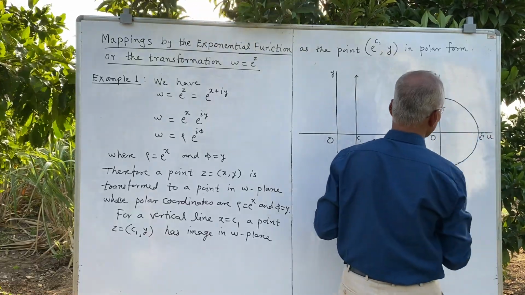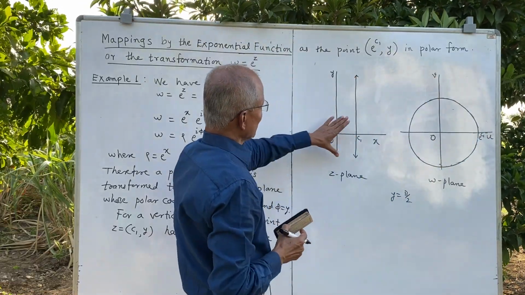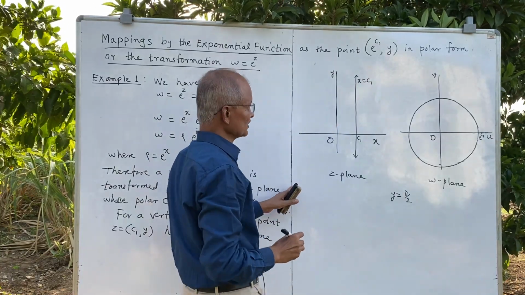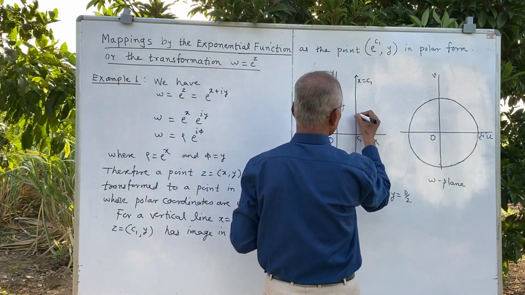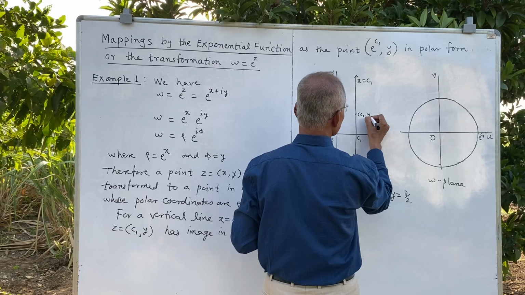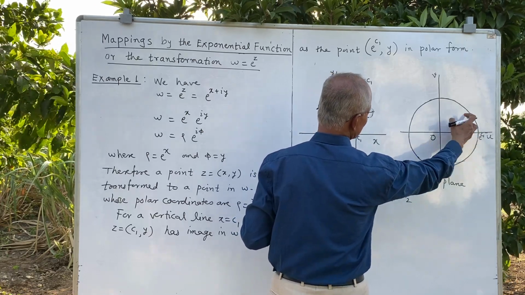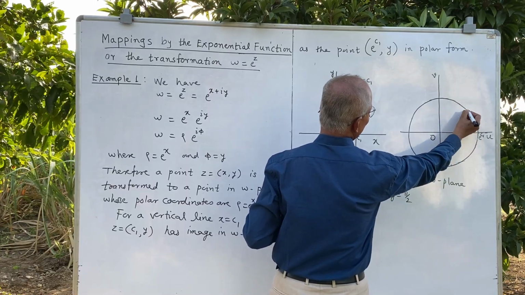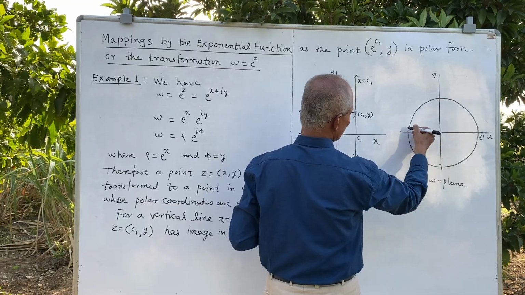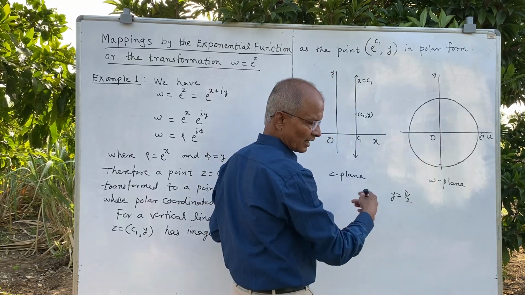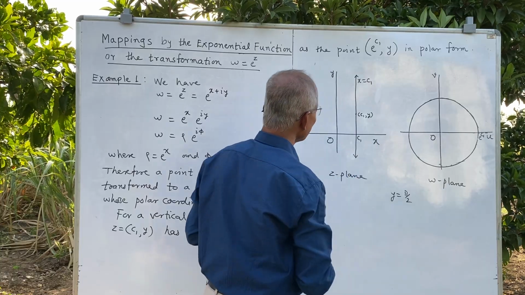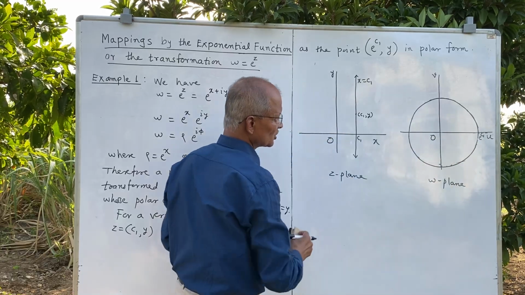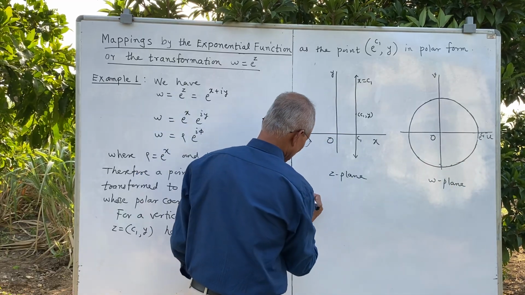Yes, this is x is equal to c1. Any point on this will have coordinates (c1, y), and that will be mapped like this. If you consider this as phi or y, then it will be here. Y is pi by 2, the point will be here. Y is pi, then it is this point, and so on. So thus the image of the line x is equal to c1 is a circle with center 0 and radius e power c1.